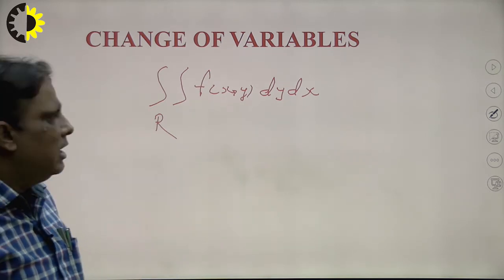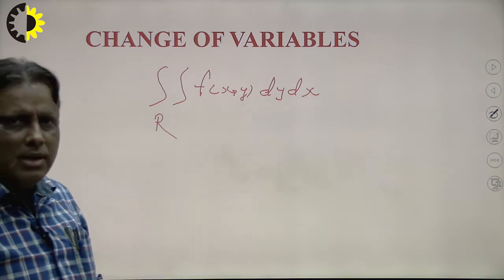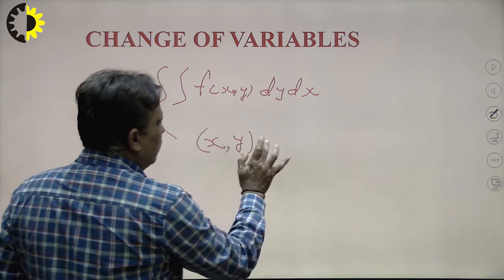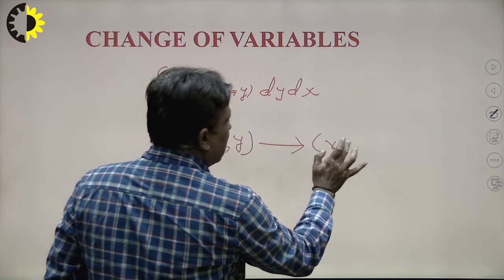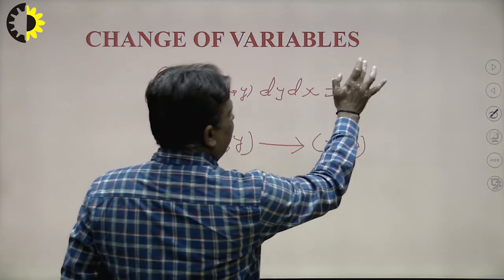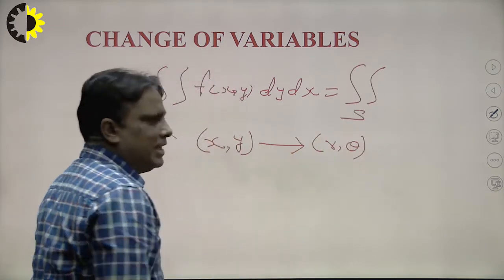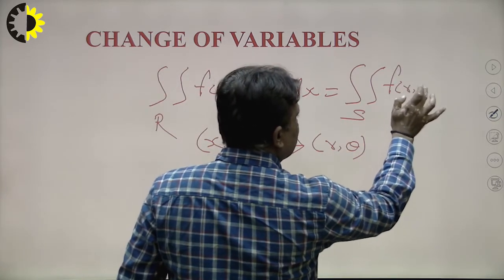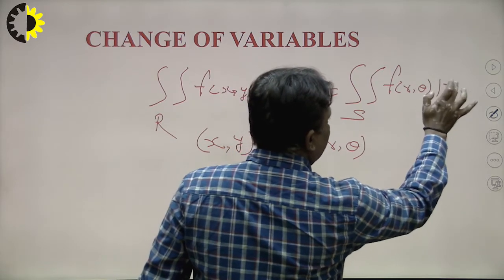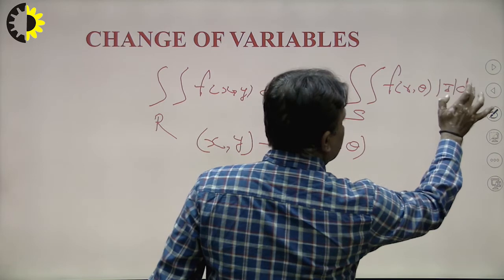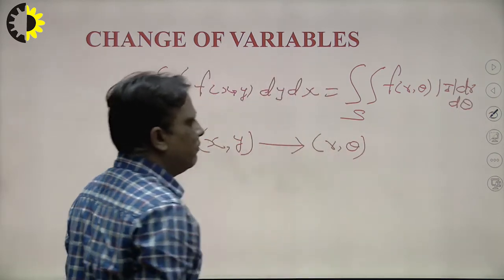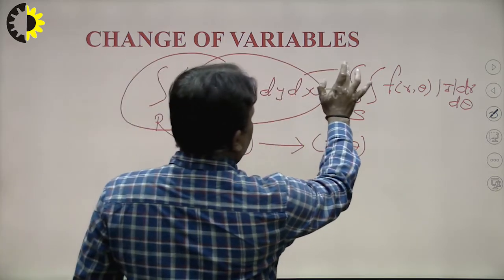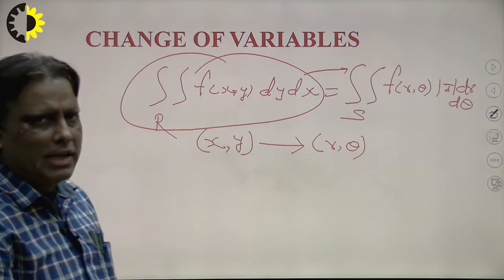So what can we do here? First of all, we change into another variable. Suppose I have x, y in Cartesian form and I want to change it into polar form, that means r, theta. So first I write the integral over the region, which is changed into another region, say S, of f(r, theta), that means the function changed into r, theta, multiplied by the modulus of the Jacobian, dr d theta. So in this way this unsolvable problem converts into a solvable problem, and we can solve our problem.